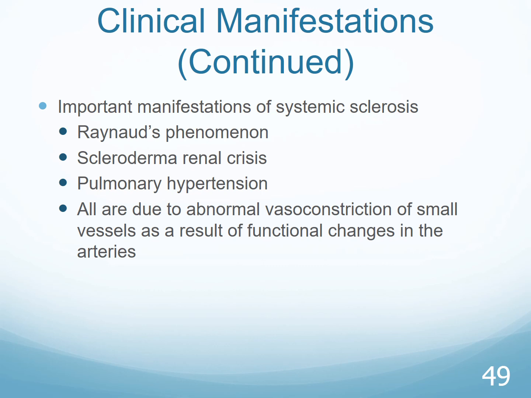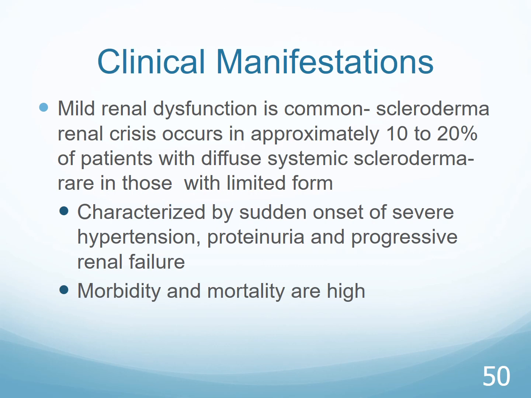So important manifestations of systemic sclerosis would be Raynaud's phenomenon, scleroderma renal crisis, and pulmonary hypertension, and all of this is due to the abnormal vasoconstriction of the small vessels as a result of functional changes in the arteries. Remember, this is systemic. So mild renal dysfunction is common. Scleroderma renal crisis occurs in approximately 10 to 20% of patients with diffuse systemic scleroderma. It is rare in those with the limited form.